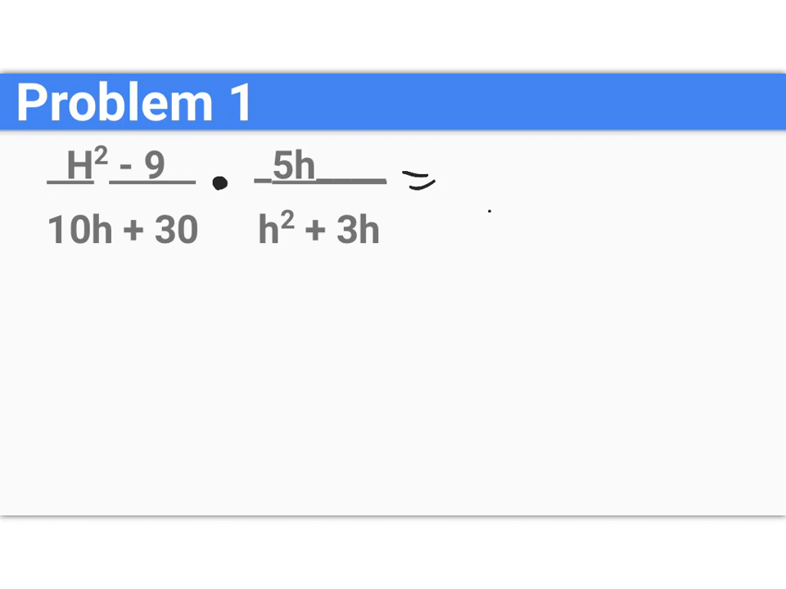Okay, so let's multiply these. The first thing we're going to do is factor, because I'm going to show you how these work out. Look at this. H squared minus 9 is a difference of squares, because 9 is a perfect square. So this becomes h plus 3 over h minus 3 times 5h all over 10 times h plus 3.